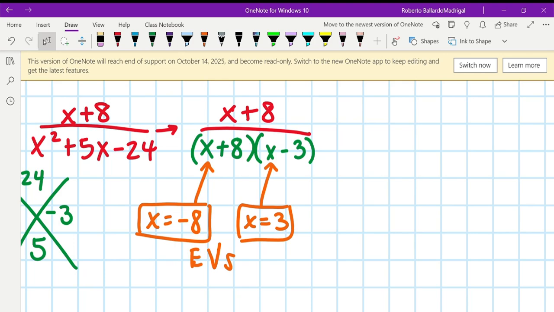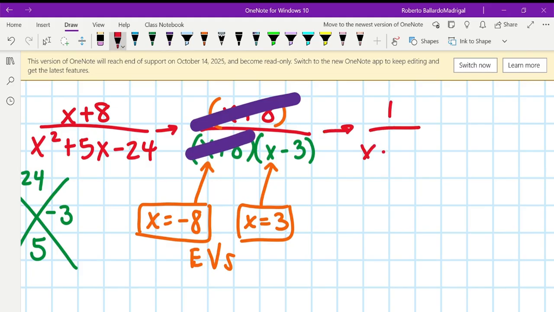Now at this point, I can go ahead and cancel out whatever is the same on top and on bottom. In this case, you're canceling out the group. You're not canceling out the individual terms. You can't cross out an x with an x because you're not multiplying them together. You can cancel out the group of x plus 8 with a group of x plus 8. Okay, so keep that in mind. We can cancel out this group with this group, and so that's going to give me 1 over x minus 3 as my simplified answer. 1 over x minus 3 is going to be your simplified answer.